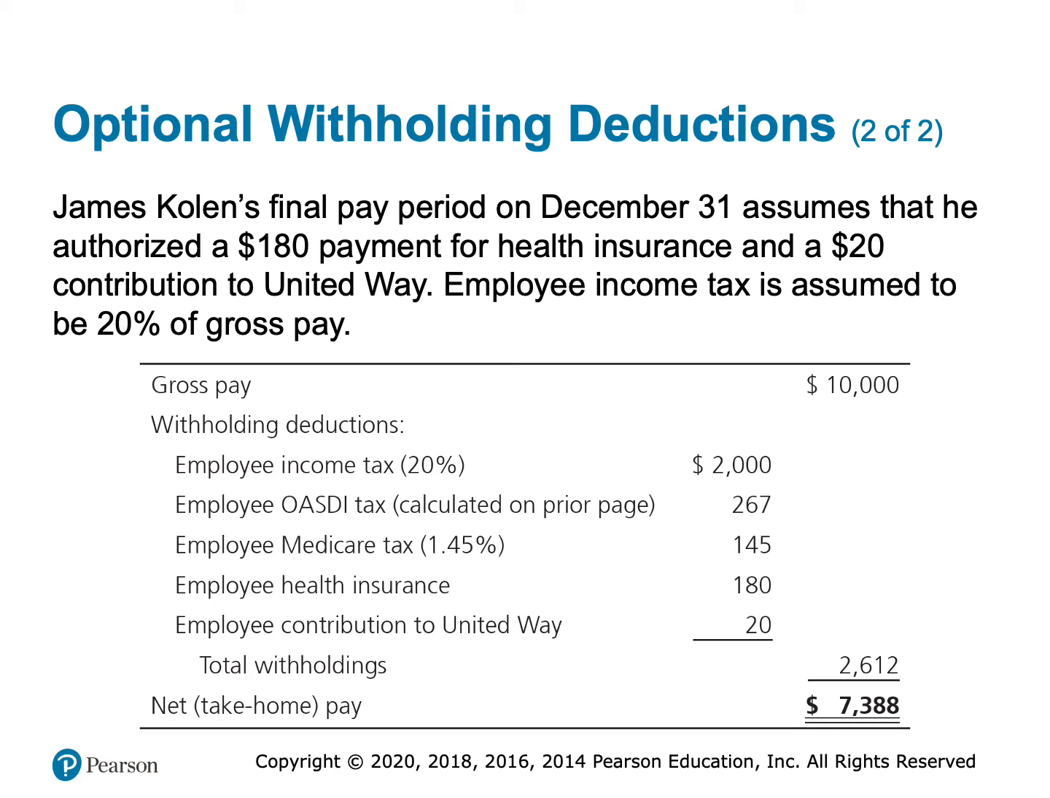So just look at an example here. We see that this employee has gross pay of $10,000, but we look at his withholdings. He's got $2,000 coming out for income tax, $267 coming out for Social Security, $145 coming out for Medicare. He has $180 coming out to pay for his health insurance and $20 as a donation to the United Way. So his paycheck is going to actually be $7,388. This is how much he's actually taking home, although he earned a total of $10,000.